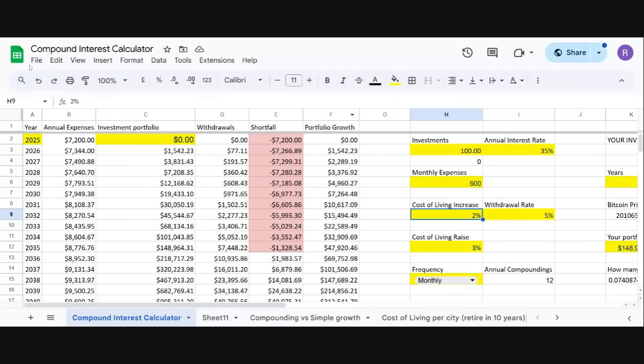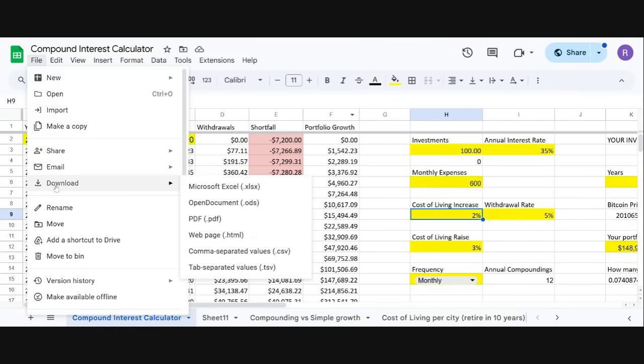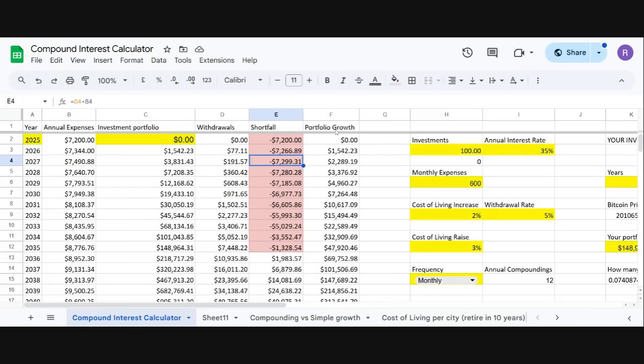But what you can do is save this document to your computer, go download Microsoft Excel, and then you can use it on your own, however you want to. The link that you see in the description below, you won't be able to edit. What you can do is just download it and use it however you want to.